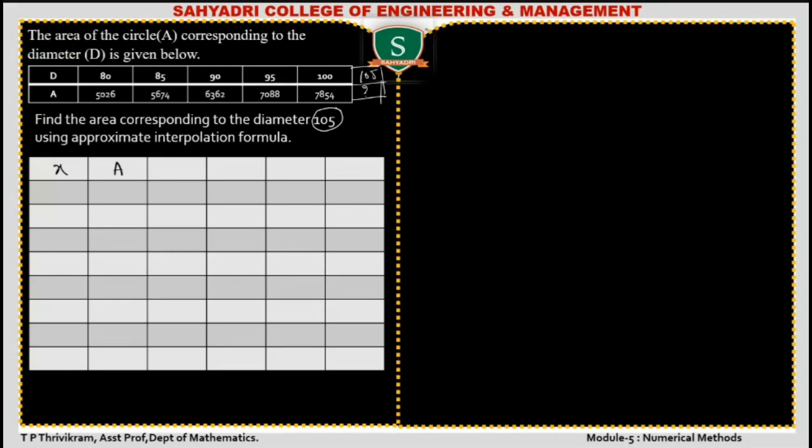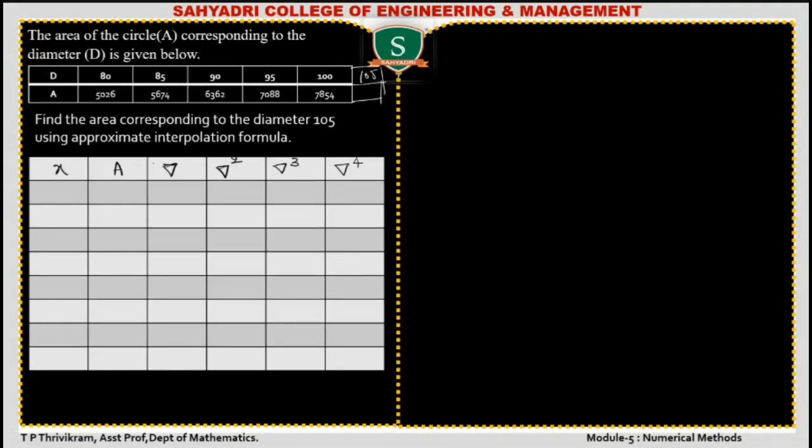Since they have given the highest value and you know the previous data for this, we will use backward interpolation. Why? Because you need to find the value using the previous data. That means interpolation through backward difference. Let me see how to find the difference. Here, backward difference can be represented with del, del square, del cube, del power 4. These are the orders of difference.